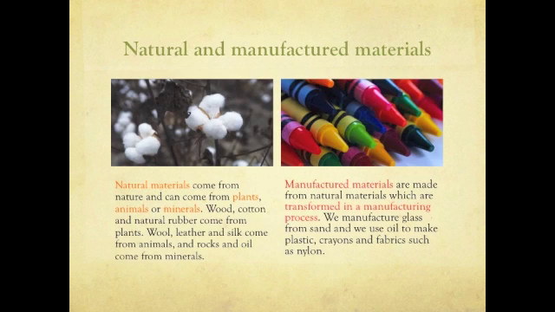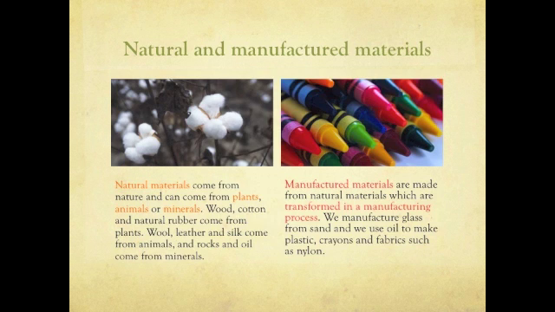Natural and manufactured materials. Natural materials come from nature and can come from plants, animals, or minerals. Wood, cotton, and natural rubber come from plants. Wool, leather, and silk come from animals, and rocks and oil come from minerals.